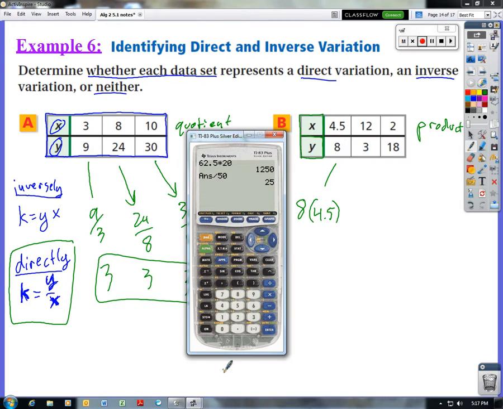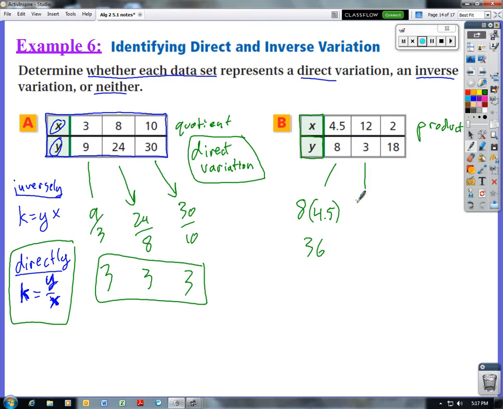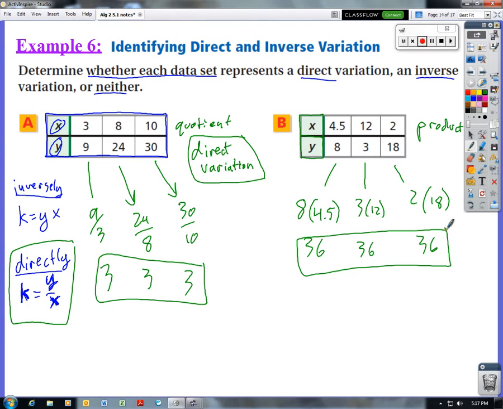I could probably do this in my head, but it's pretty late, so that's my excuse. That's 36. We've got 3 times 12. That's 36. And we've got 2 times 18. And that is also 36. Sweet. So we got 36, 36, 36, and we did that by taking the product of our x and y. So x times y equals k, and we know that that is an inverse variation. So this represents inverse variation.